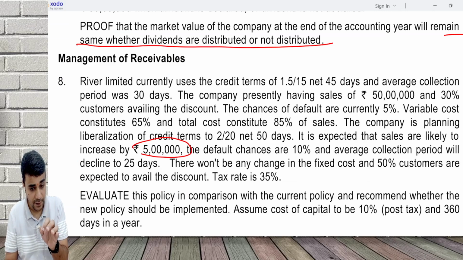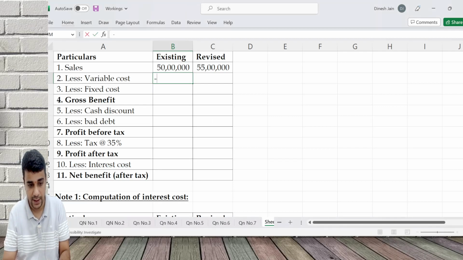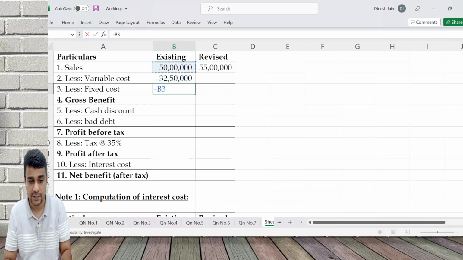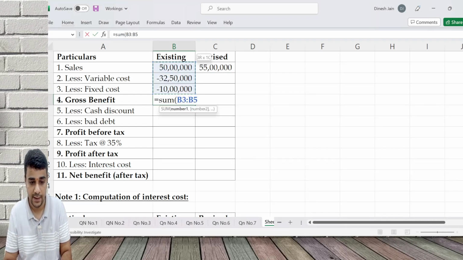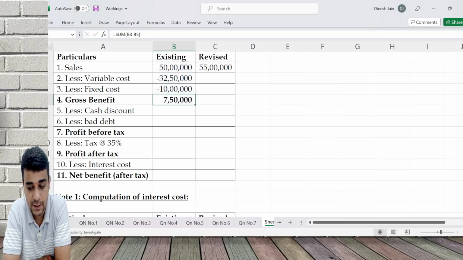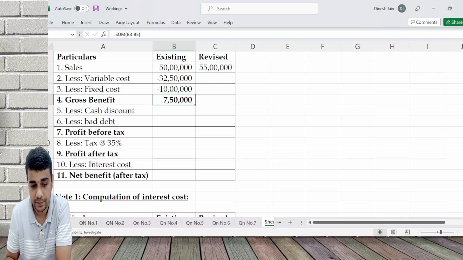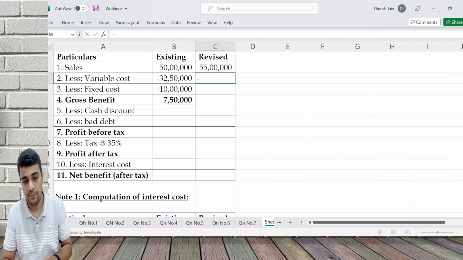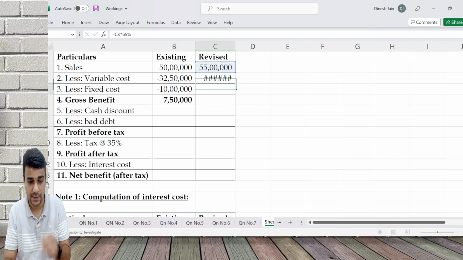Variable cost is 65%, total cost is 85. Now that is very critical. Variable cost is 65, fixed cost is the balance 20%, put together 85.